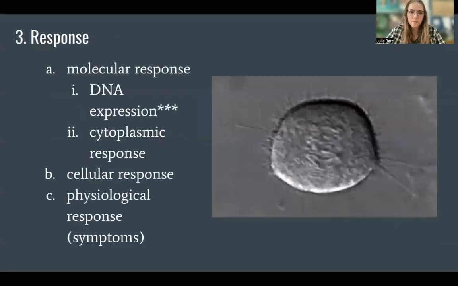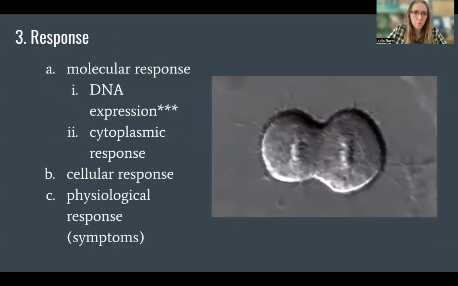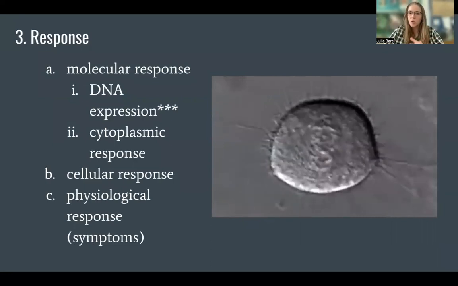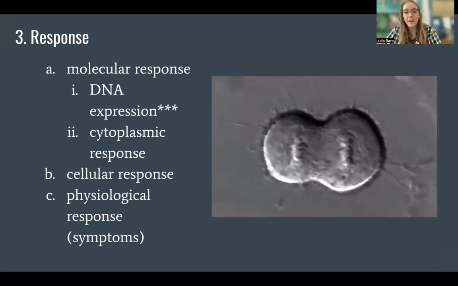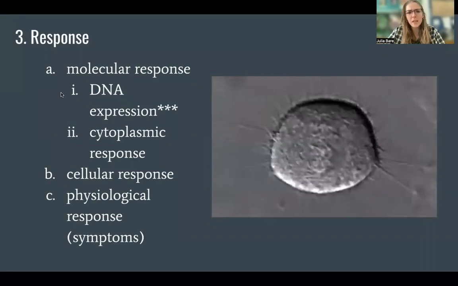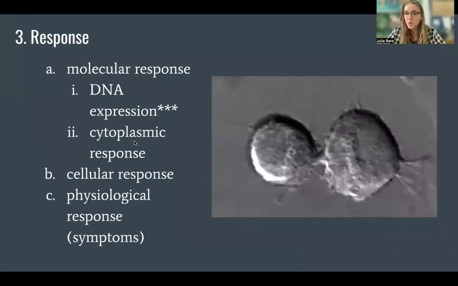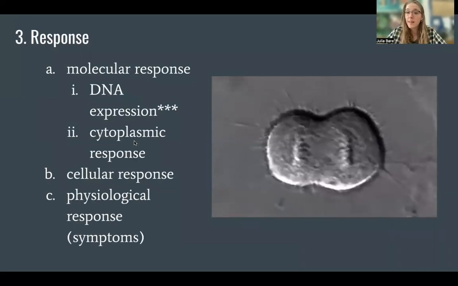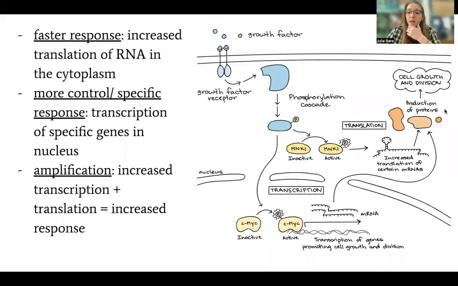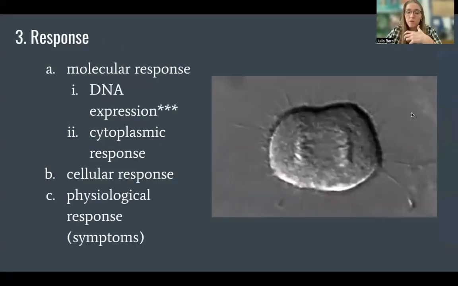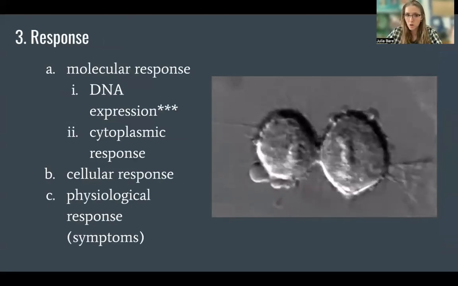cellular response? So now we're talking about the cellular response, and this is going to lead us into that case study involving the fight or flight response. So the molecular response is going to be DNA expression and then the cytoplasmic response. So the proteins, like we saw two diagrams ago, these proteins over here, the production of the proteins before cell division, those are the primary proteins that are going to be part of the response, but not transduction.